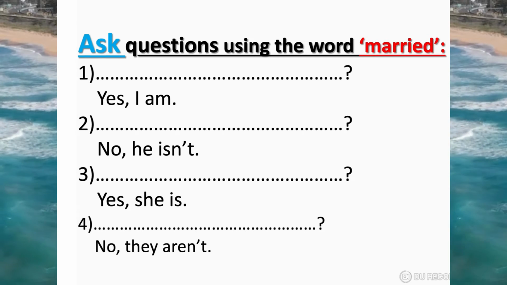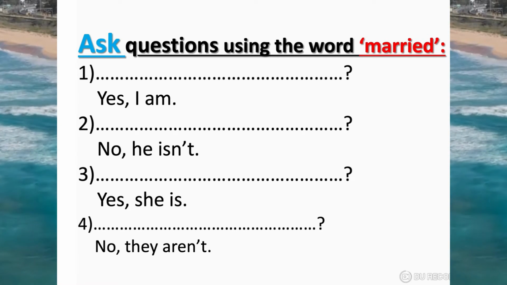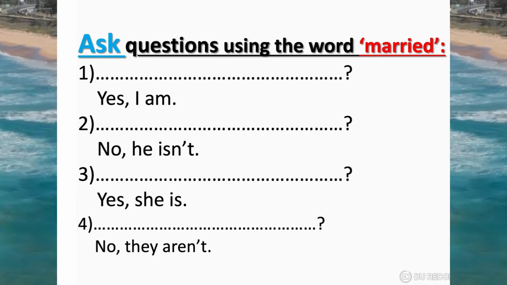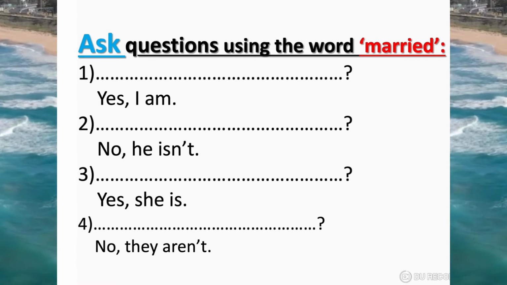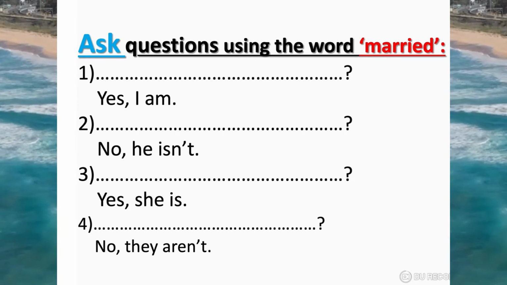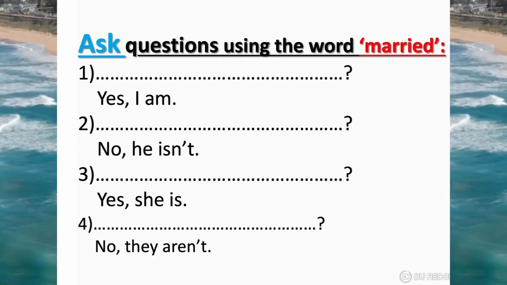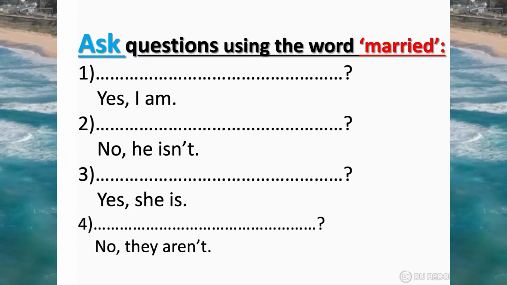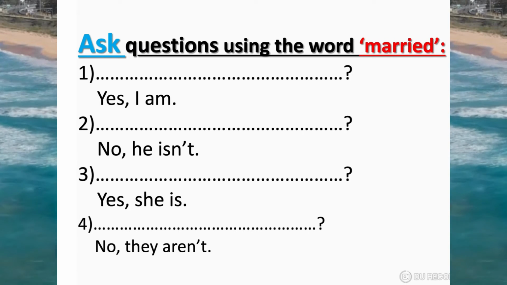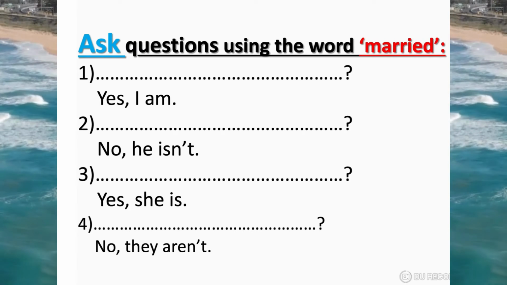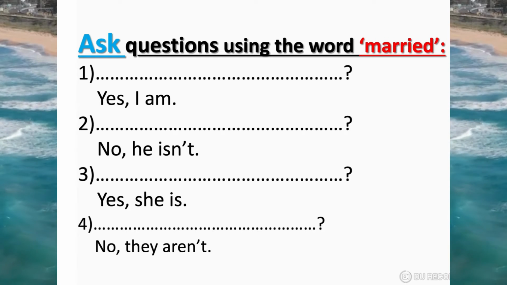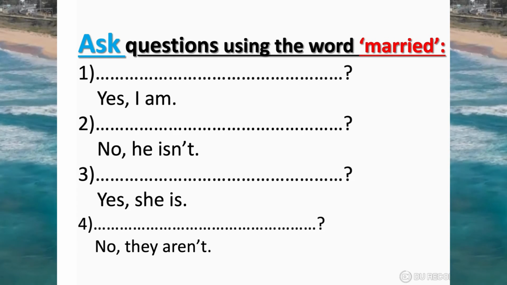Ask questions using the word married. So the answer is yes, I am. So what is the question? Yes, I am. What is the question? So in the question, you should write the word married. So in all 4 questions, you should write the word married.